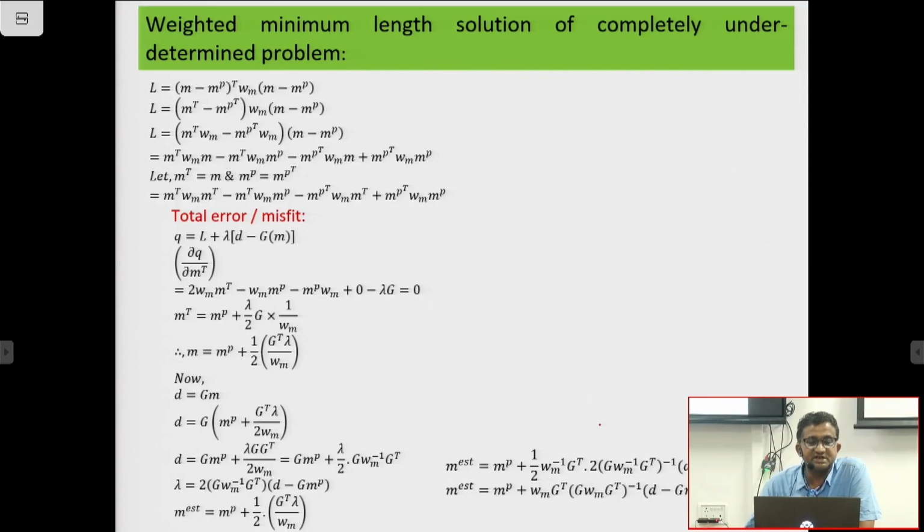So this is your expression of the minimum length solution or weighted minimum length solution. Here the length can be expressed where m is your model parameters and m to the power ap is your prior knowledge about the model parameters, and this gives you the measure m minus mp, whole transpose, Wm is the weighting matrix, and this is a norm. So this is one way that we are thinking about it.